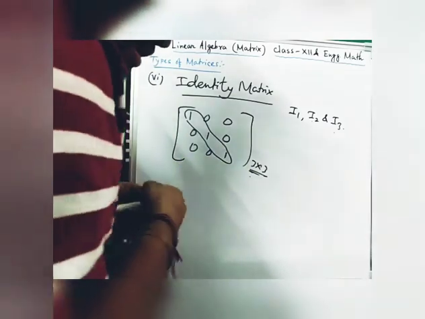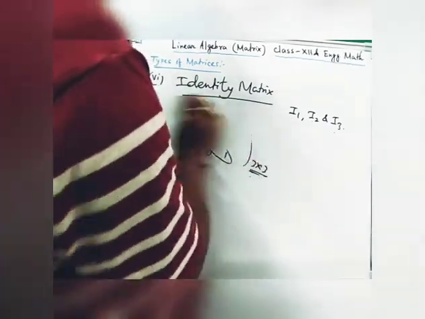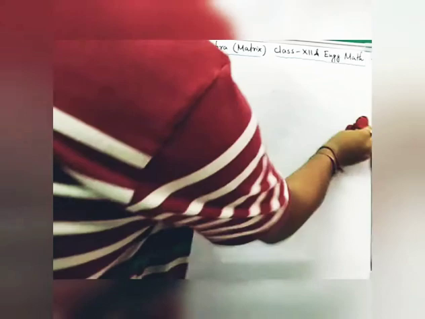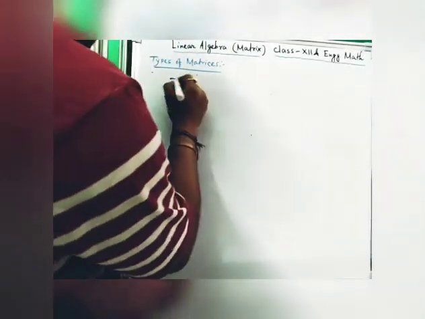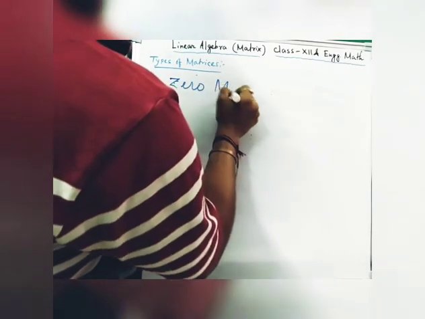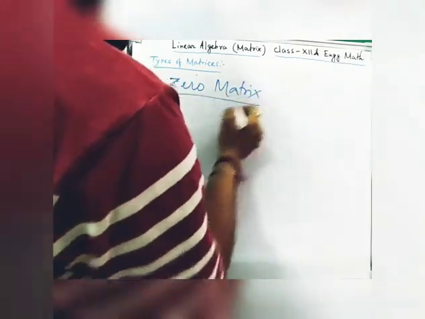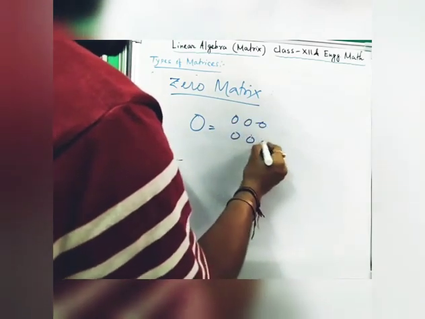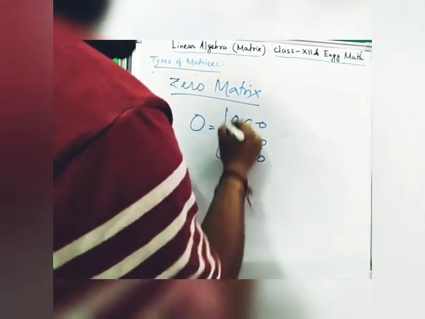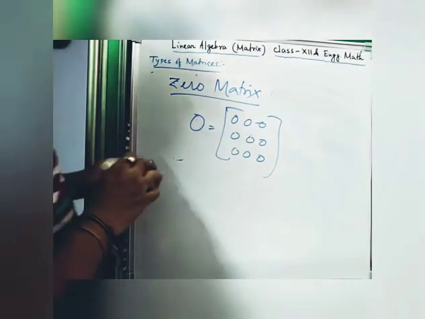The next one is the zero matrix, meaning when all the elements are 0. That is called a zero matrix. I am writing it like this: the zero matrix is represented as O. All the elements will be 0. That is called a zero matrix.